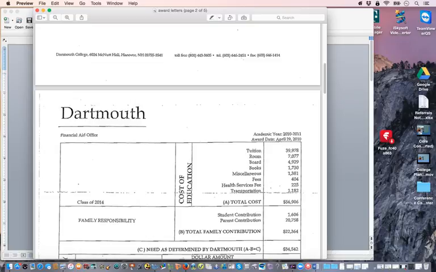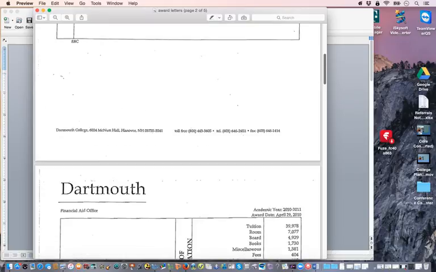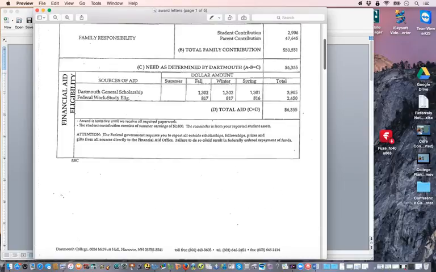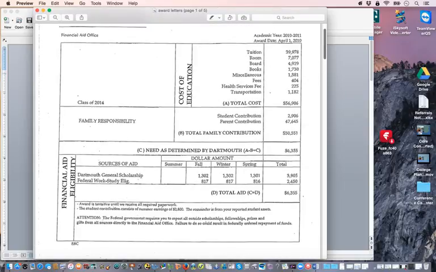So this here is one of the students that we have on a national level. So they actually got an award letter. This was kind of what that award letter looks like. It was $56,000 to go down to this college a year. Student contribution was $22,906. Parents contribution was $47,000, which you know that all came out of the parents' pocket. So out of the $56,000, they had to come up with $50,000.